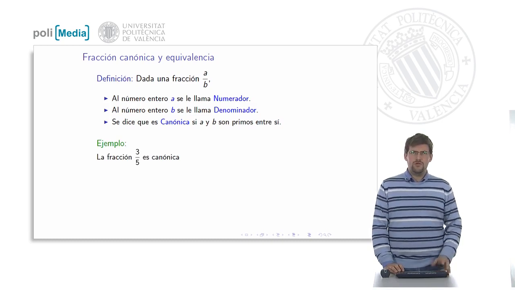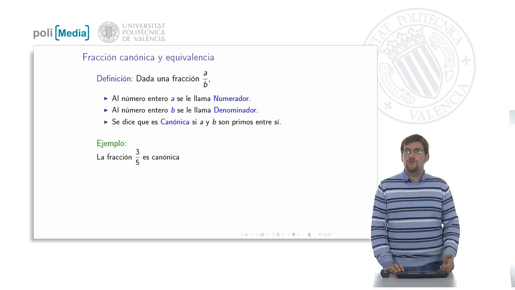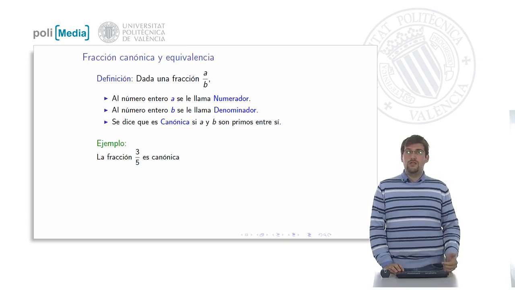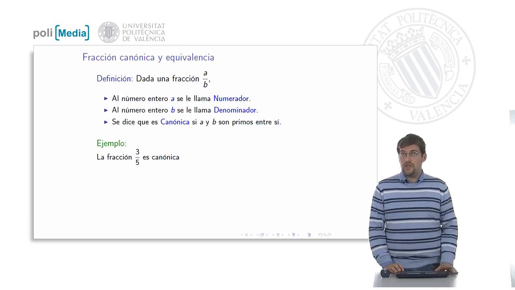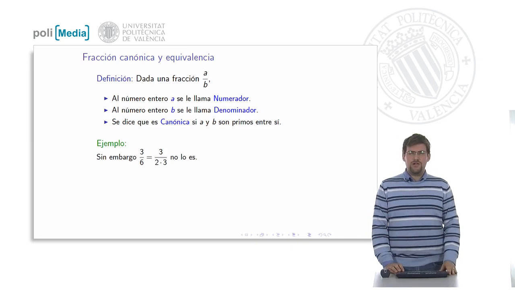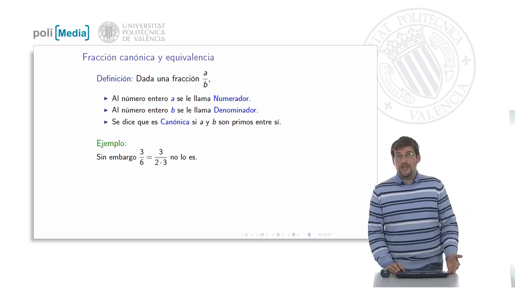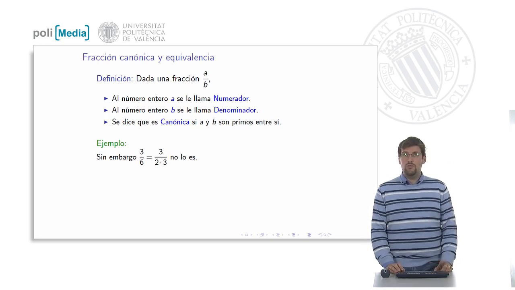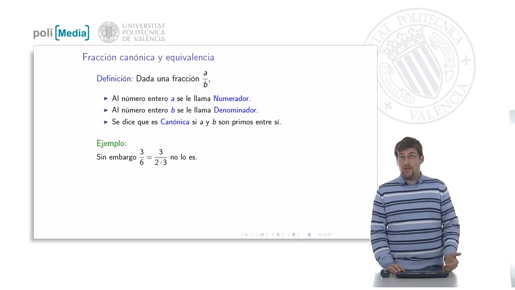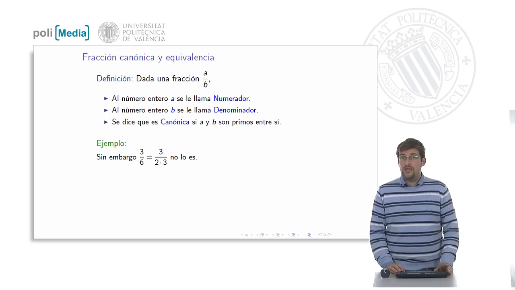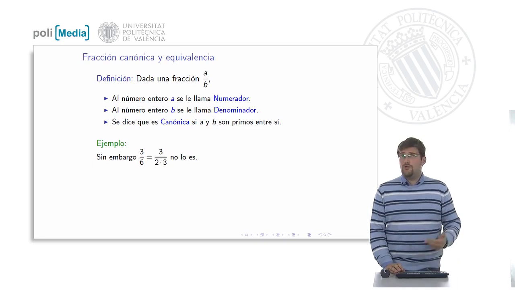An example of this is the following. 3 divided by 5 is a canonical fraction, as 3 and 5 are coprime, having no common factors. However, 3/6 encounters issues as it is not canonical. Since 6 can be factored as 2 times 3, we observe that the numerator and the denominator share a common factor, which is 3. We could delete this factor and we would have 1/2.